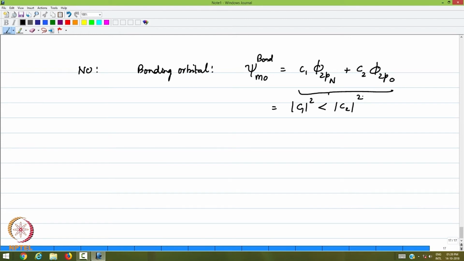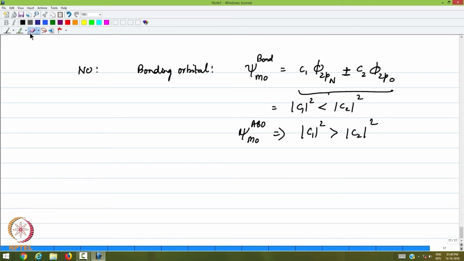What it means is that the probability that the electrons in the molecular orbital are closer to, or more in, the 2p orbital of the oxygen is given by C2 squared, and that is greater than C1 squared. It is the opposite if you were to write the molecular orbital for the anti-bonding orbital. In that case, C1 squared will be greater than C2 squared. The bonding combination is a plus combination, the anti-bonding.